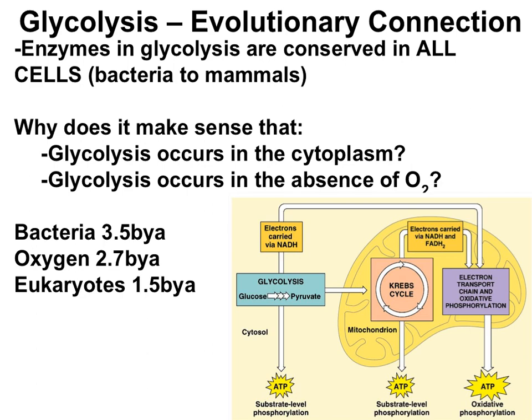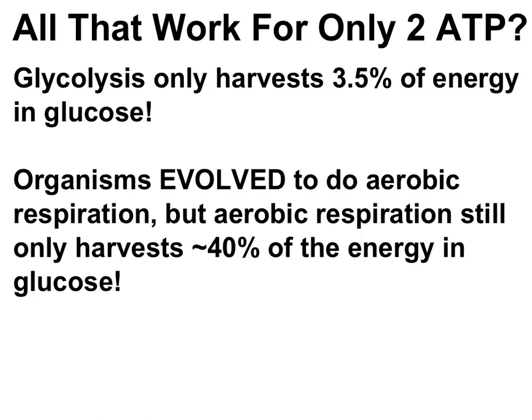Why does it make sense that glycolysis happens in the absence of oxygen? Well, the atmosphere didn't have abundant oxygen until 800 million years after bacteria first came about. Here's the interesting part. The fact that all cells use glycolysis is further evidence that all organisms share the same common ancestor. Another glimpse into evolution can be seen if you consider the inefficiency of glycolysis.